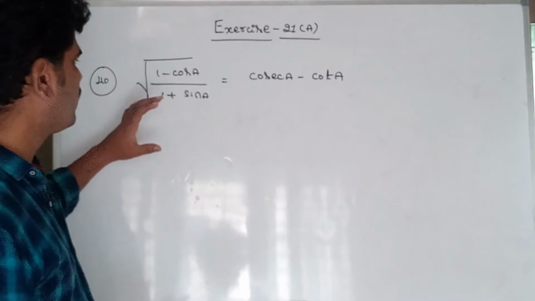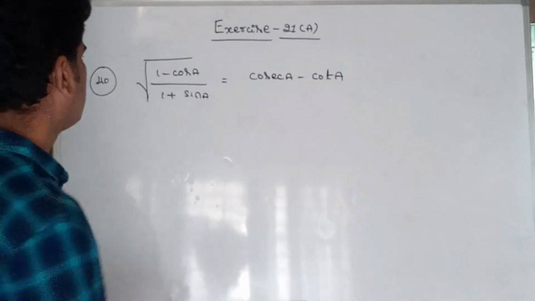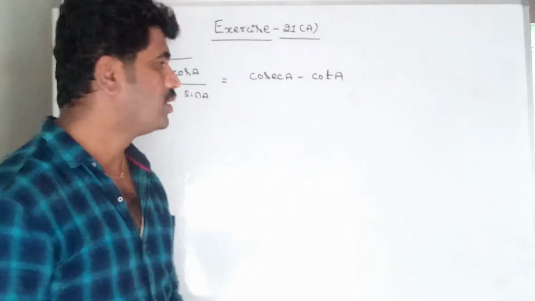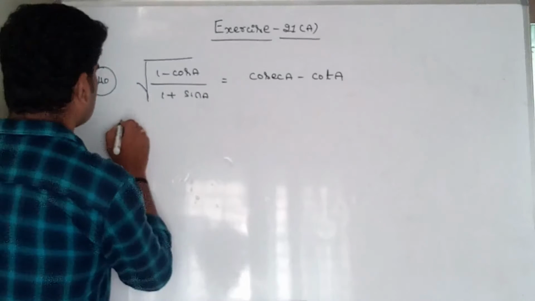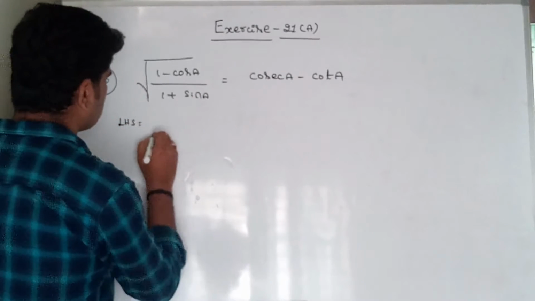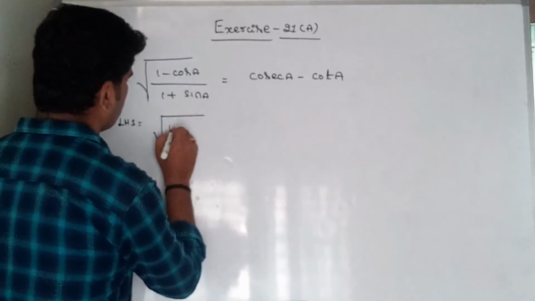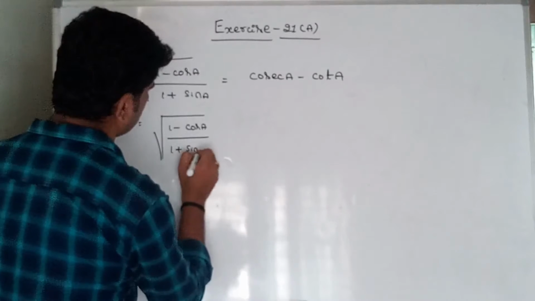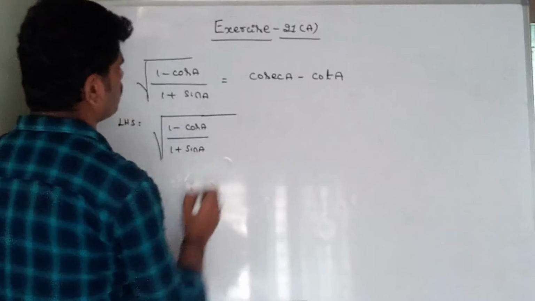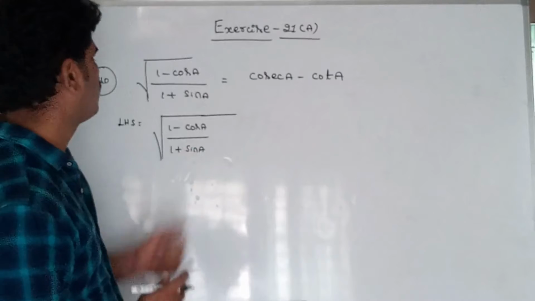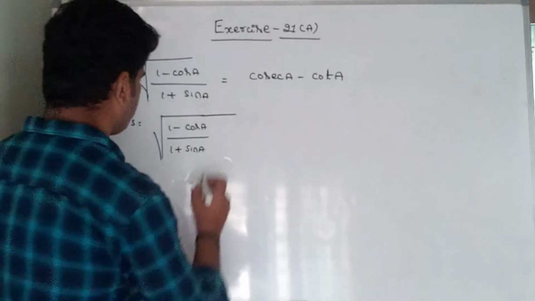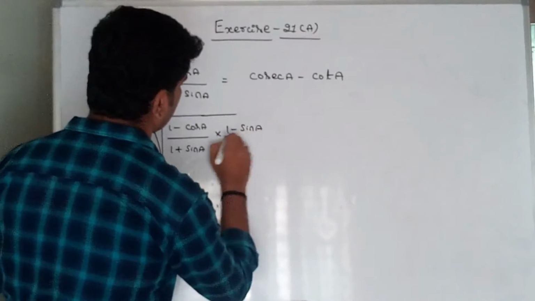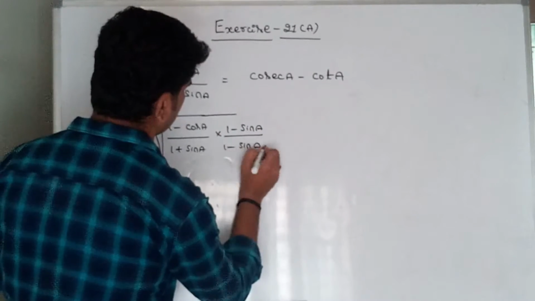Whenever you get a square root, the entire thing inside the square root should be converted into square form. So for that, what will we do? Take LHS. LHS is equal to square root of 1 minus cos A divided by 1 plus cos A. Now the denominator is 1 plus cos A, so take the conjugate for this. What is the conjugate? 1 minus cos A divided by 1 minus cos A.